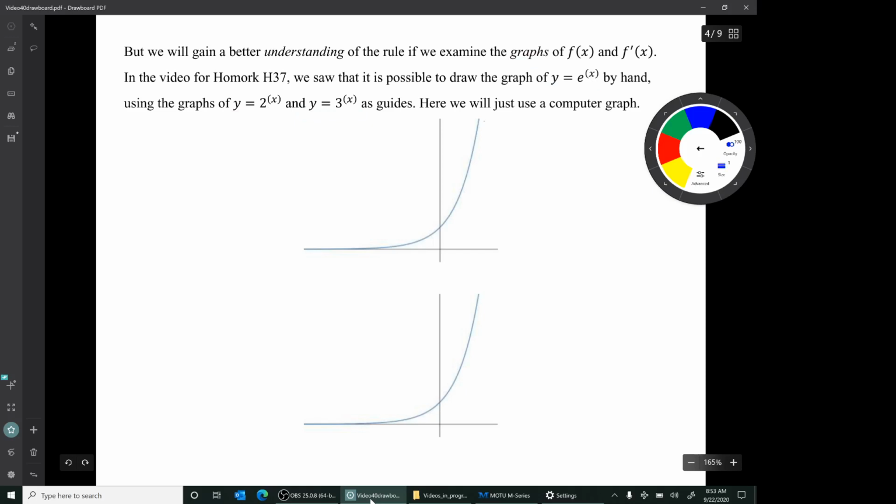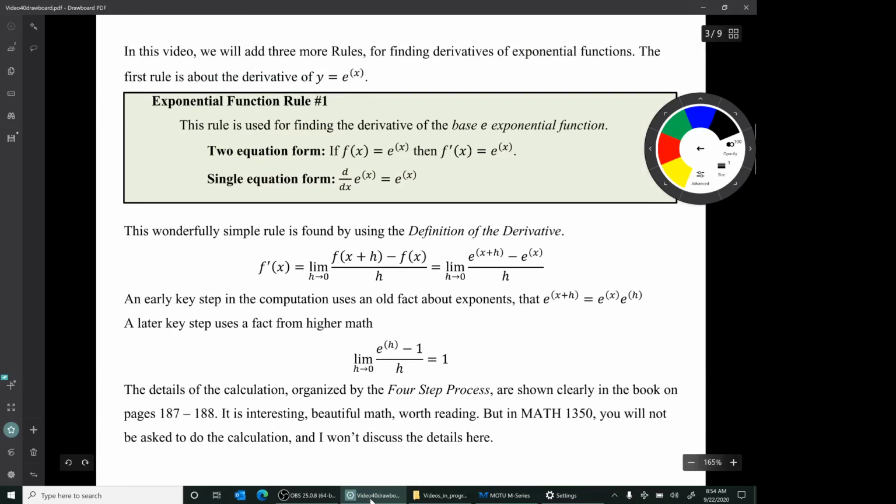So this is the graph of y equals e to the x. And the graph at the bottom is also y equals e to the x. But they're playing different roles. The graph on top is to be considered as the graph of the function f of x. The graph on the bottom is to be considered as the graph of the derivative, f prime of x. Because remember, derivative rule number 1 for exponential functions says that the derivative of e to the x is e to the x. In other words, if f of x is e to the x, then f prime of x is also e to the x.